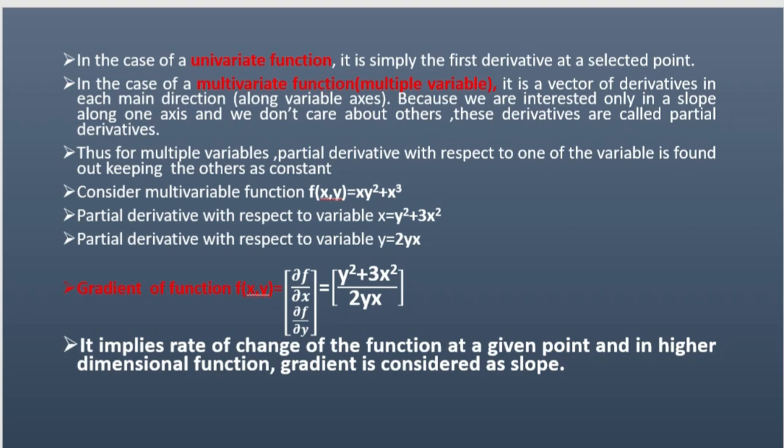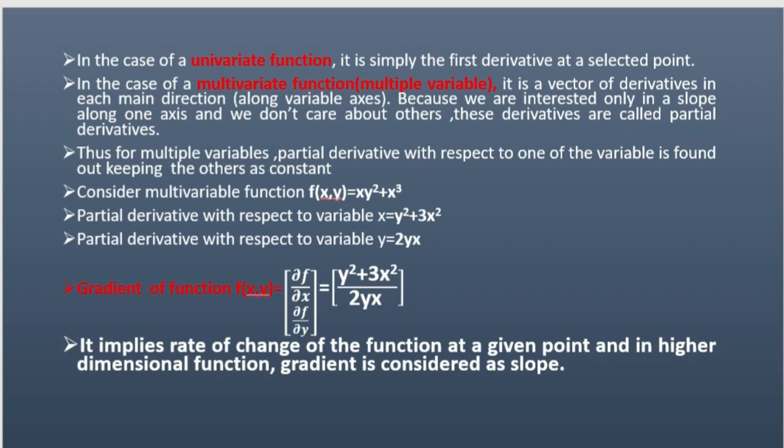Last time we were dealing with the univariate function, that is f(x) = x². Now we are going to deal with multivariate function, that is f(x, y) = xy² + x³. Now we take the partial derivative with respect to variable x, also with respect to variable y. So here, if you take the partial derivative of x, similarly, we take the partial derivative of y, we'll get this equation. So this is the gradient function of f(x, y).